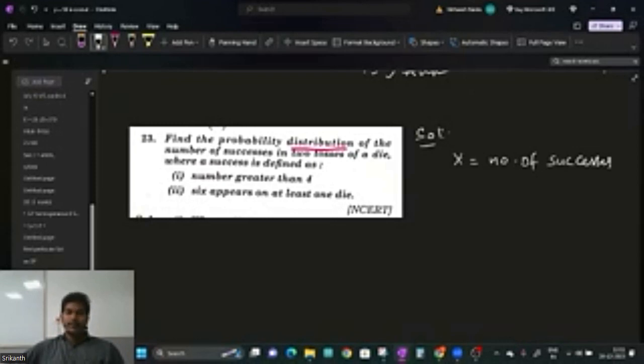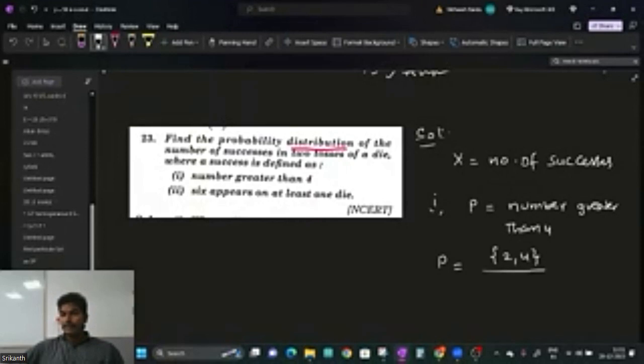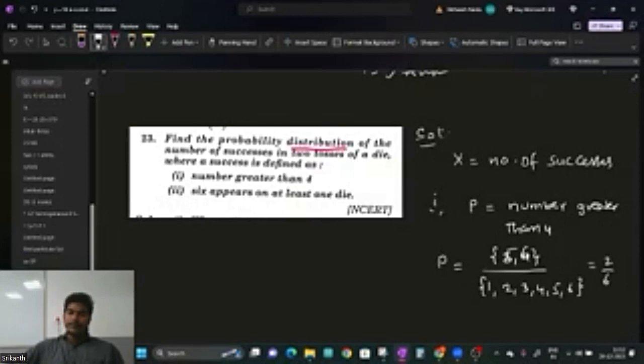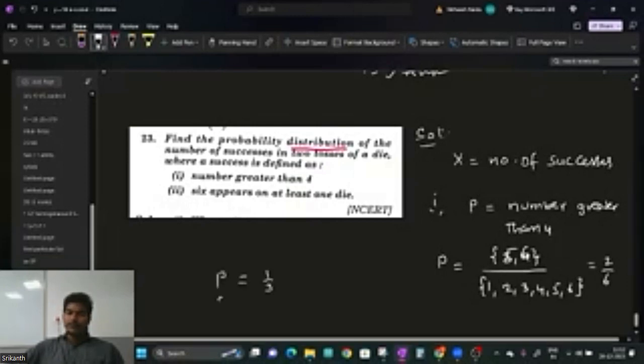What is the probability? The first question is P equal to number greater than 4. So what is the P value? Number greater than 4 means, as we just calculated, 5 comma 6 out of 1, 2, 3, 4, 5, 6. So 2 out of 6. So probability P is equal to 1 out of 3. Automatically the failure probability will be 2 by 3.